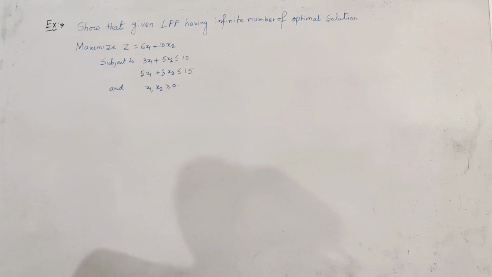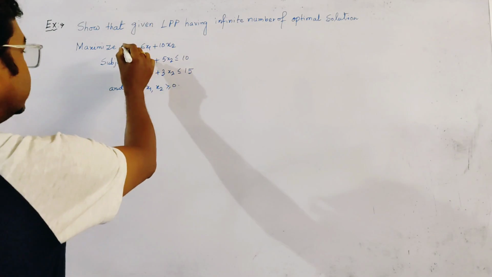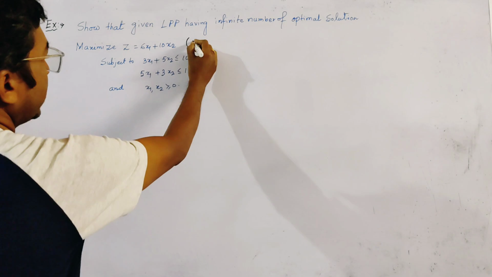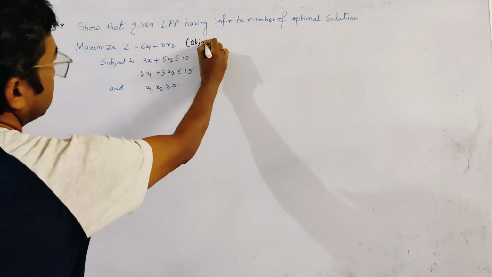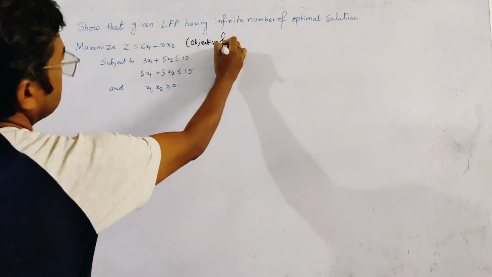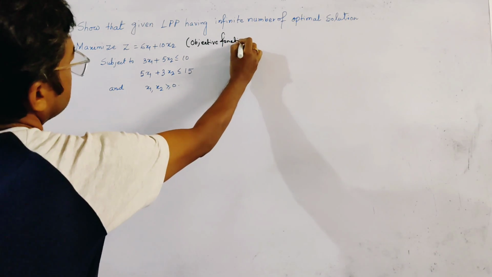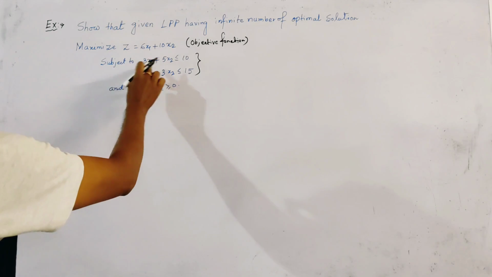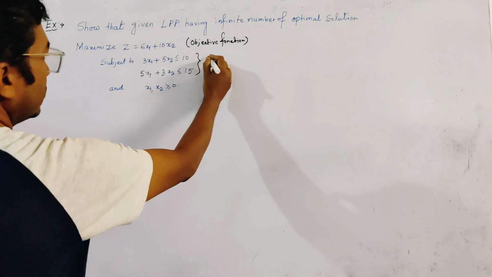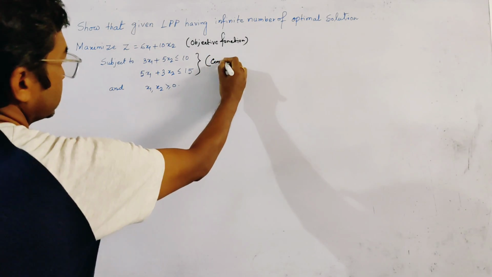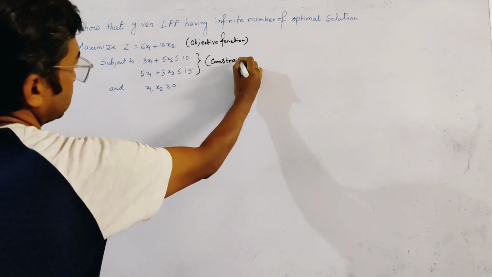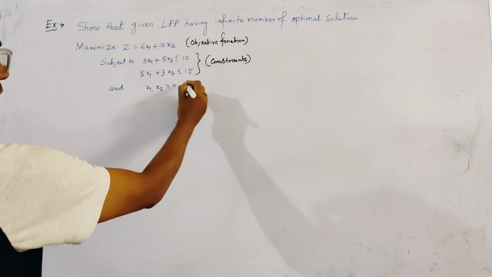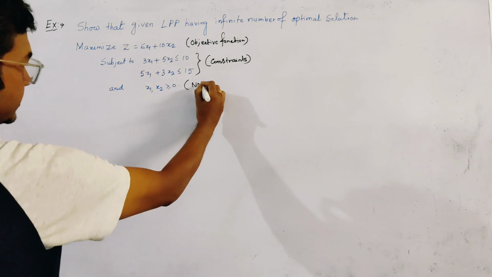We know that this relation, z equal to 6x1 plus 10x2, is known as the objective function. And these two conditions after "subject to" are known as constraints. And this is also a constraint, or it is said to be the non-negative restriction.